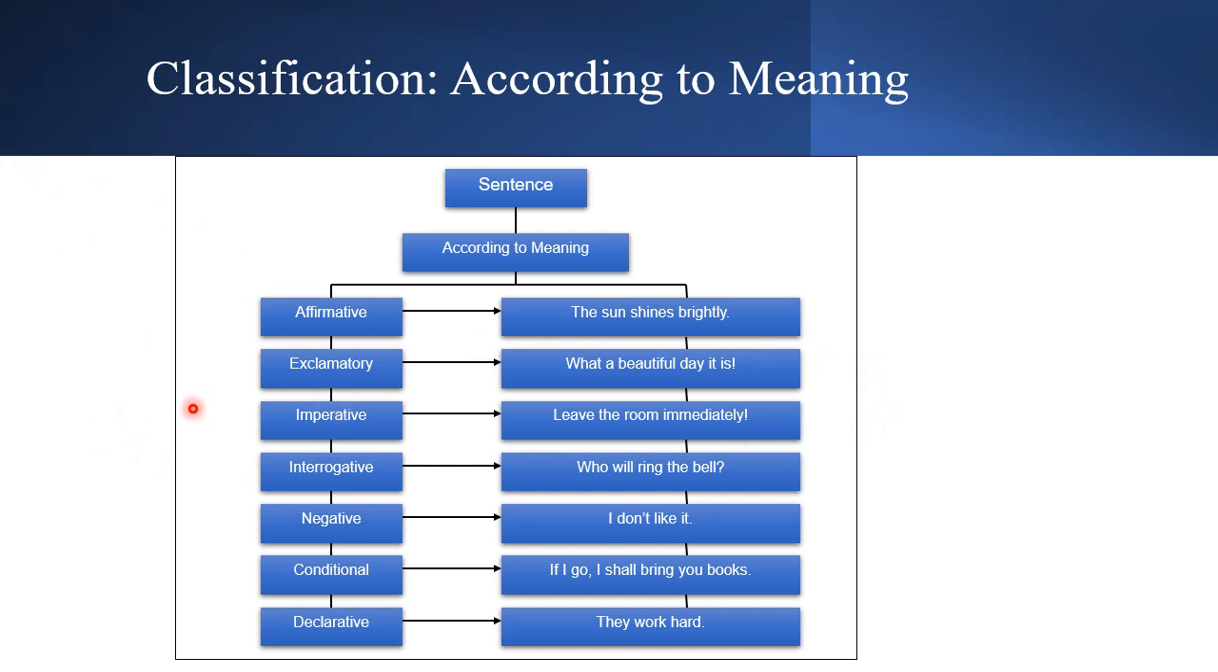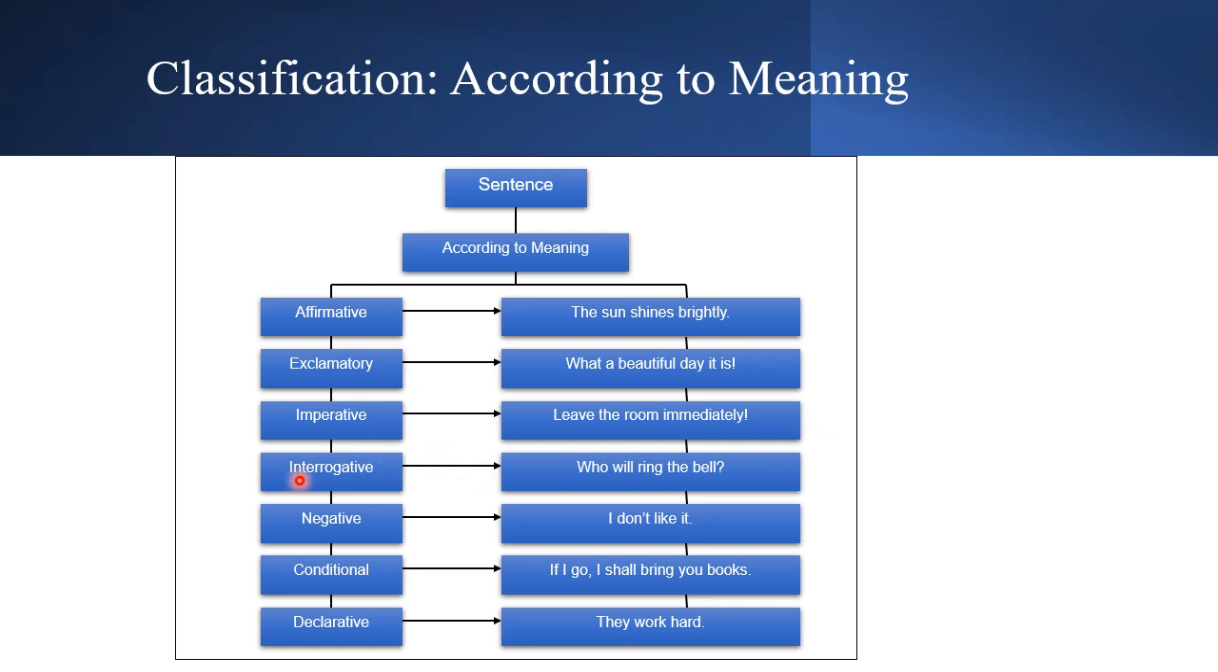Imperative means to give a command, to give an order. So, leave the room immediately. Okay, now you could see that we have read three sentences. The sun shines brightly. It is a different tone. What a beautiful day it is. It has a different tone. And leave the room immediately. It has a different tone. Even if you don't know the actual classification terminologies, you still can see that these three are said in a different situation, in a different tone, and you can sense what's going on behind.